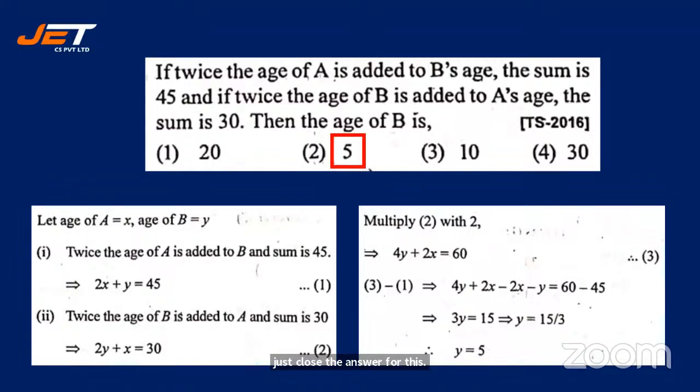How? Let age of A be X, age of B be Y. So twice the age of A is 2X. It is added to B, that is Y, and you're getting the sum as 45. And the second one, twice the age of B is added to A. Twice the age of B is 2Y. You are adding it to A, that is X, which is nothing but 30.